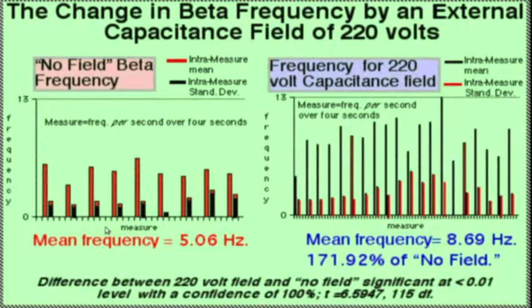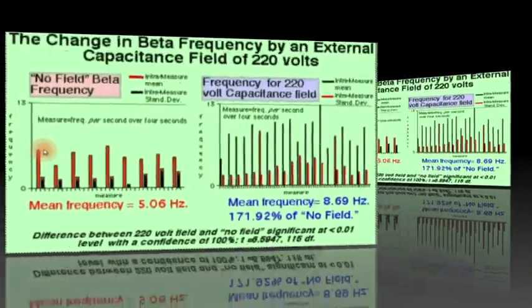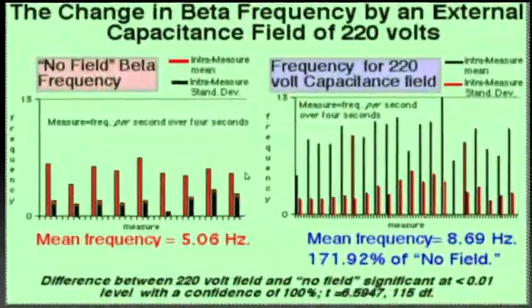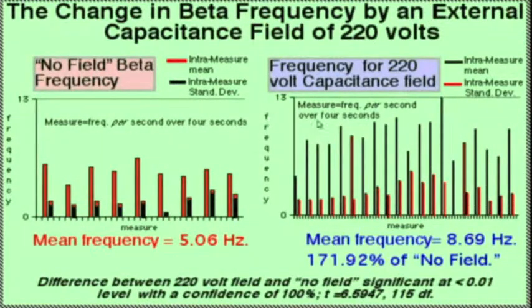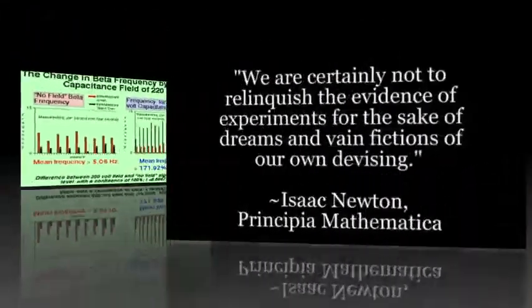The height of the bar shows the average frequency for each measure. Notice that the frequencies under the 220-volt field are much higher than the frequencies of beta events recorded with no field present. The mean or average frequency under the 220-volt external capacitor field is 8.69 Hz. The mean frequency under the capacitor field is 172% of the mean frequency with no field present.